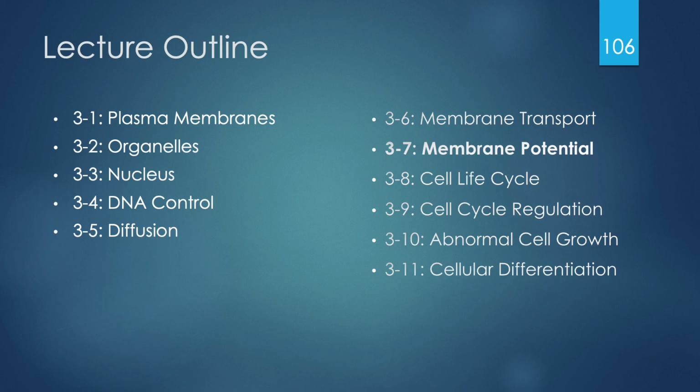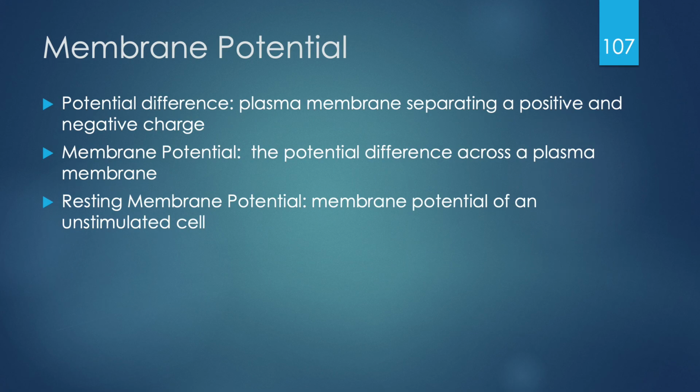Now let's talk about section 3-7, membrane potential. Section 3-7 in your text discusses membrane potentials, and really all this is discussing the difference between the positive and negative charges across the plasma membrane. That's basically exactly the definition of a potential difference. It's the plasma membrane separating a positive and negative charge.